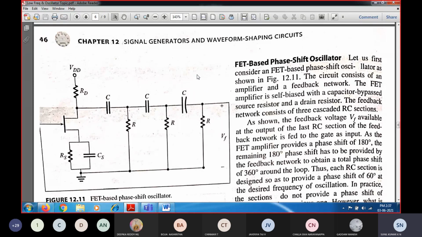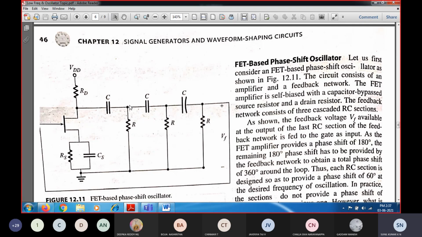Whereas in the feedback network, you are not going to have any amplifier. That means you are not having any BJT or FET in the feedback network. It is comprising of only passive components, only R and C sections. It is not going to have any active network, only the passive components.